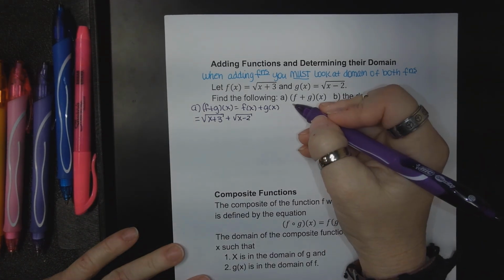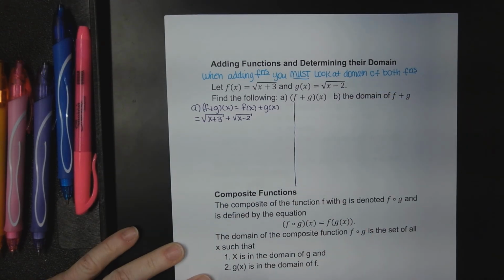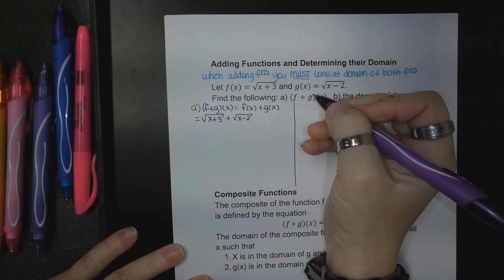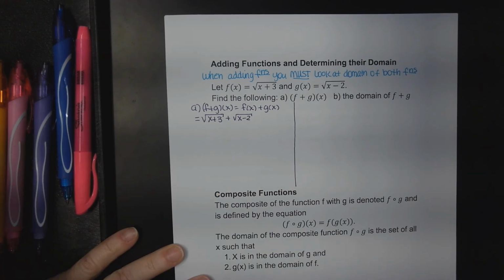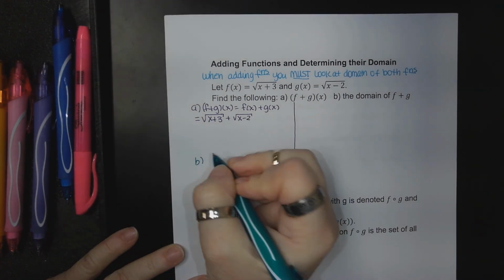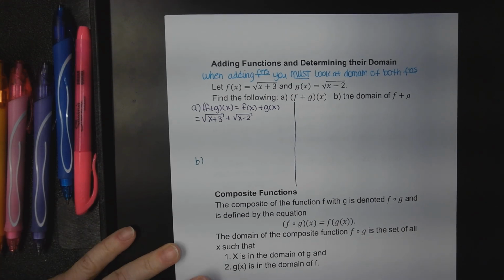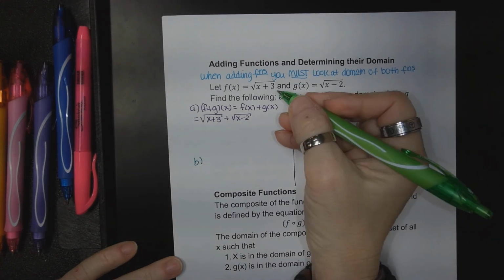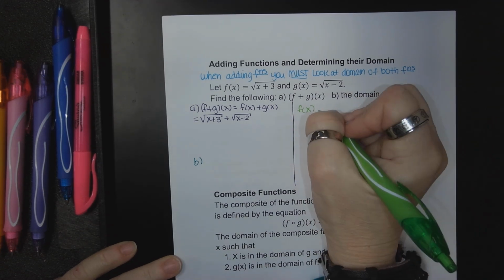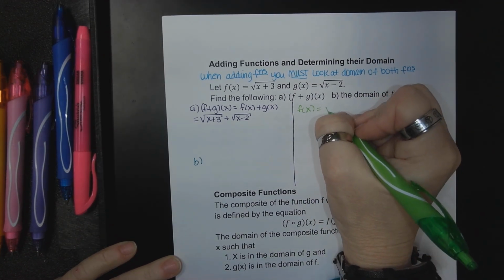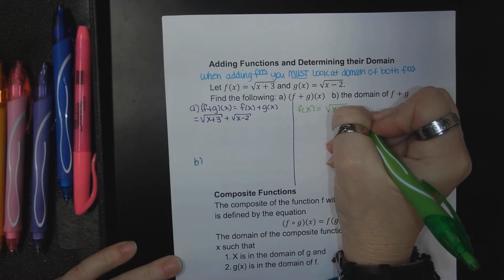Now I'm going to kind of draw us a line here, and we're going to start on B, okay? We're going to do the work for B, and then I'll answer B down here. So we'll answer B in this color. But we're going to do B in a bunch of different colors. So first, we're going to find the domain of f of x. So f equals the square root of x plus 3, okay?